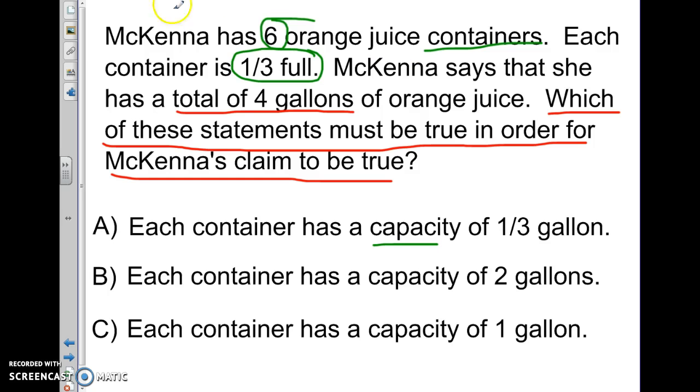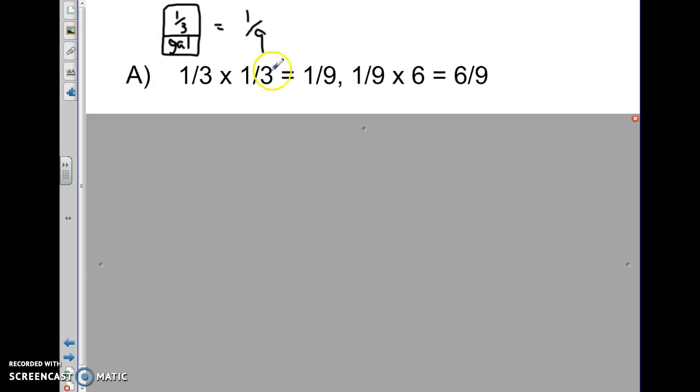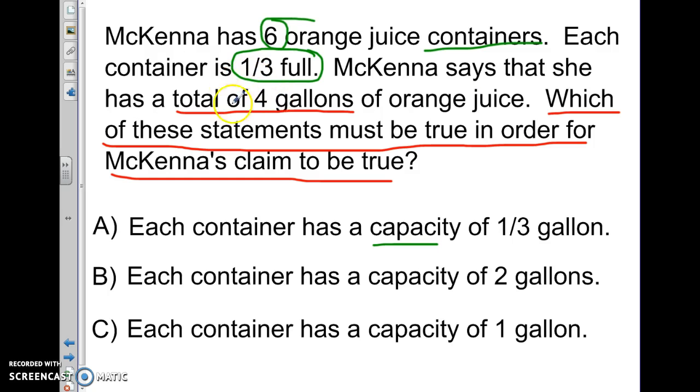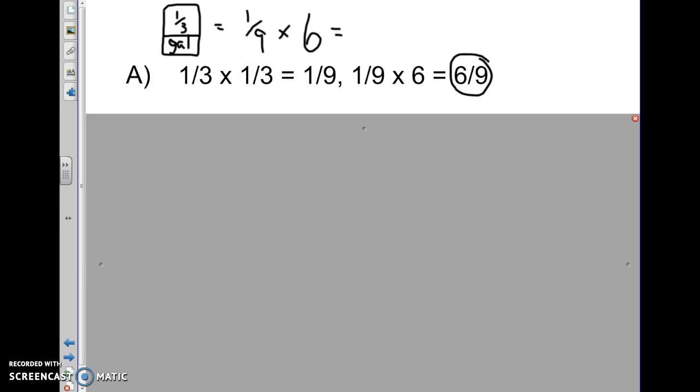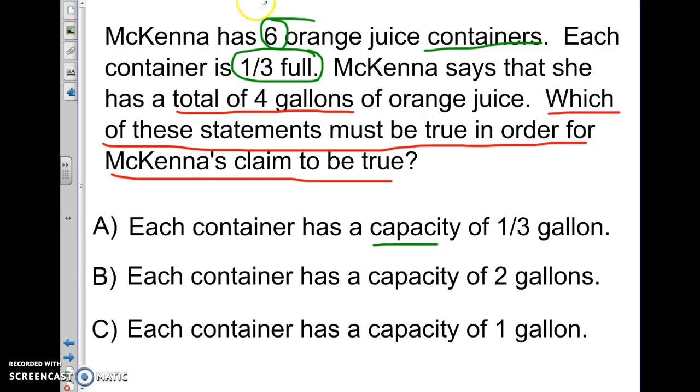However, she has 6 containers. So we have to multiply that 1/9 of a gallon by 6, and that would give us 6/9 of a gallon. Now remember, she claimed that she had a total of 4 gallons, which means that 6/9 is obviously not 4 gallons. So that means A does not work. All right, so we are going to look at the next one.